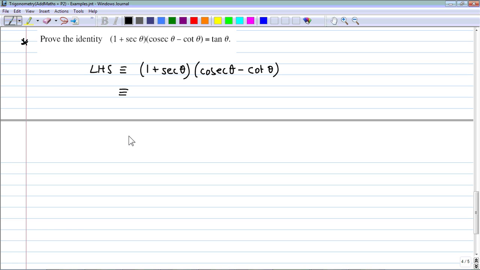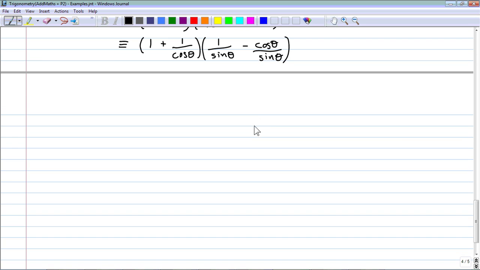So let me use the definitions of sec theta, cosec theta and cot theta: (1 plus 1 over cos theta) times (1 over sine theta minus cos theta over sine theta). And be careful, because sometimes the answer might seem very obvious, but you mustn't jump steps. You must show the examiner your working.